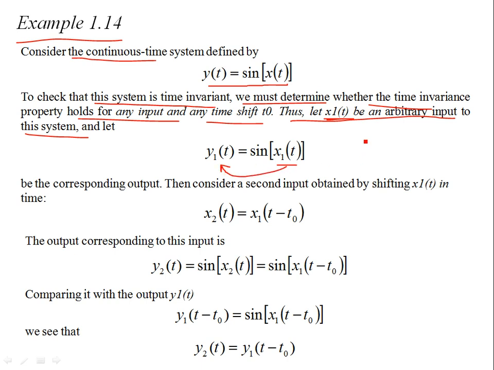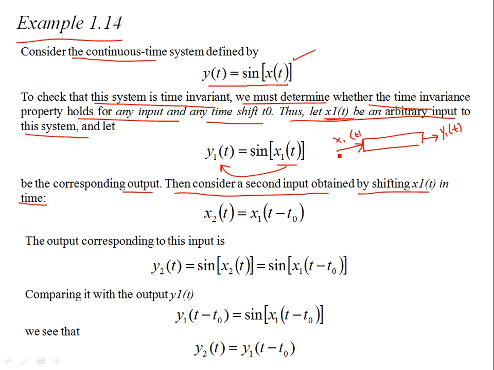So again, you have applied to the system an input x1, and the output is y1(t). Since the relationship between y(t) and x(t) is described by the system, which is just taking the sine of the input, y1(t) is basically sine of x1(t). Now this is the corresponding output. Then consider a second input obtained by shifting x1(t) in time.